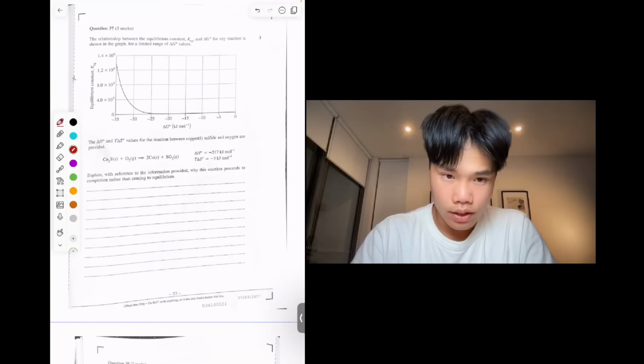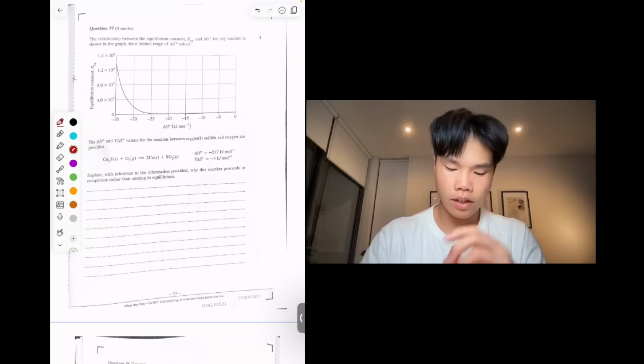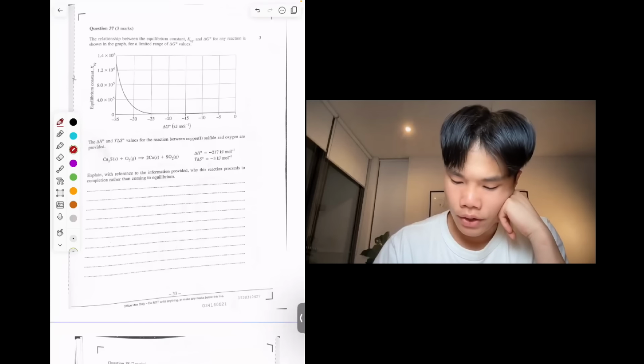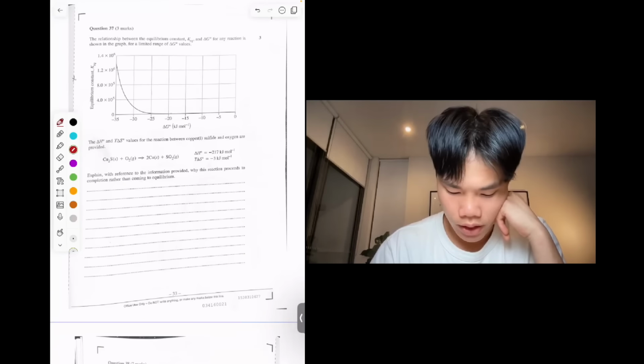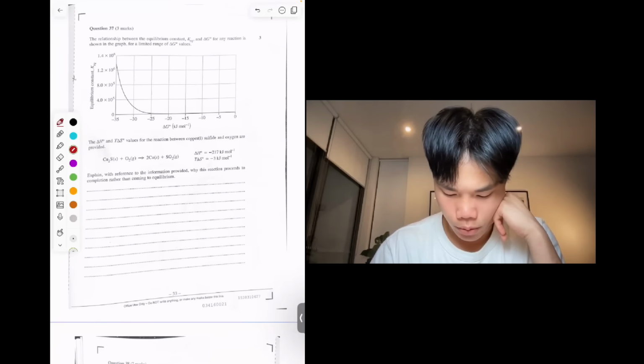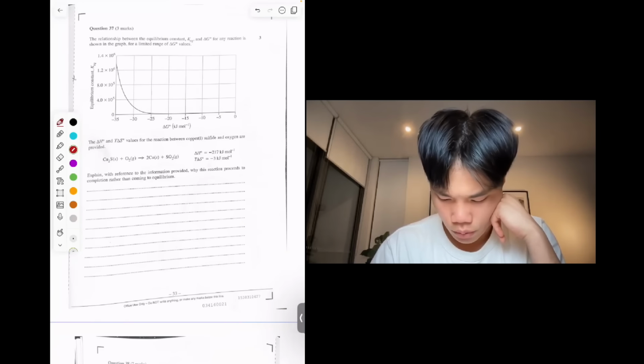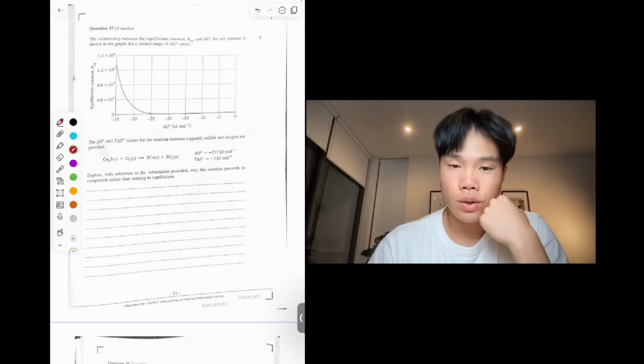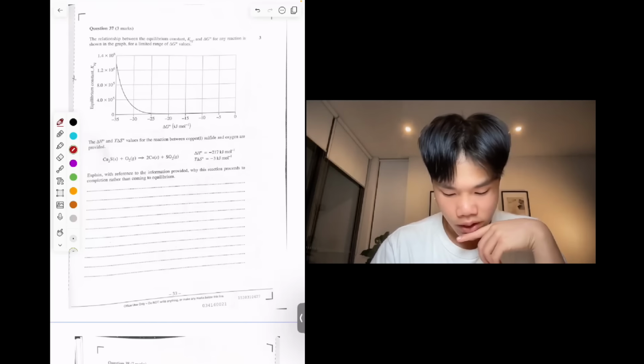So 37, the relationship between equilibrium constant Keq and delta G for any reaction is shown on the graph for a limited range of delta G values. The delta H and T delta S values for the reaction between copper sulfide and oxygen are provided. Explain with reference to the information provided why this reaction proceeds to completion rather than coming to equilibrium. So it's your standard delta G question for 3 marks.